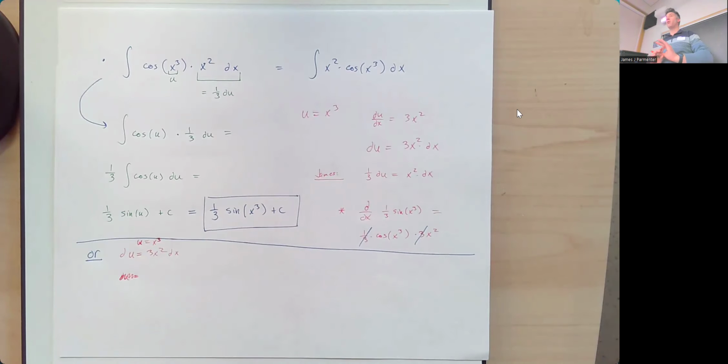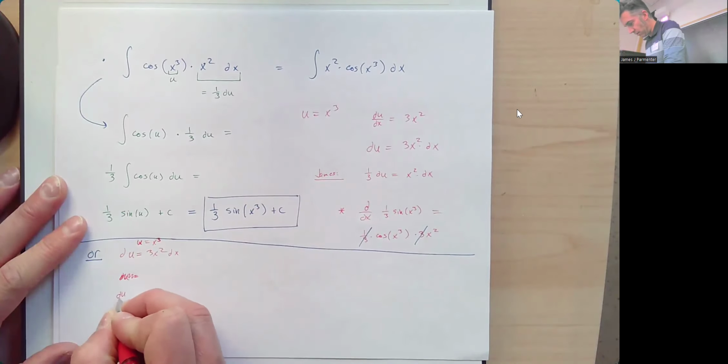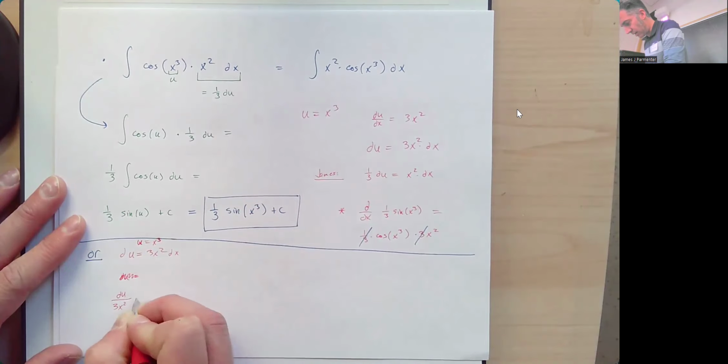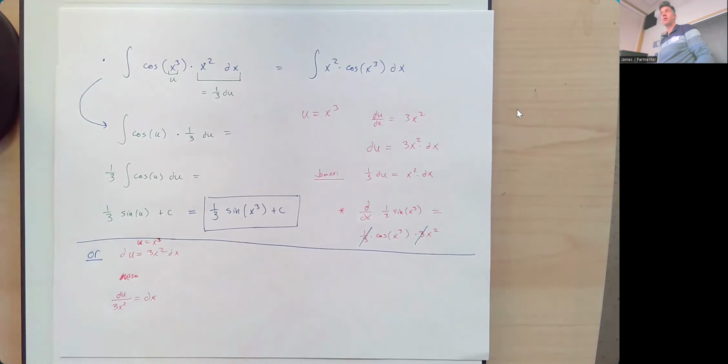And then some people prefer to actually just isolate dx here. So they like to say, okay, du divided by 3x squared equals dx. I don't love this, but that doesn't mean it's wrong or not okay. It's just not the way I like to do it. It's a perfectly valid way of doing it.